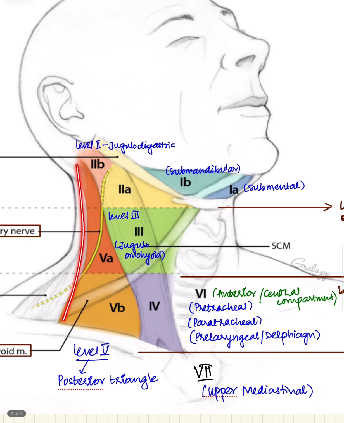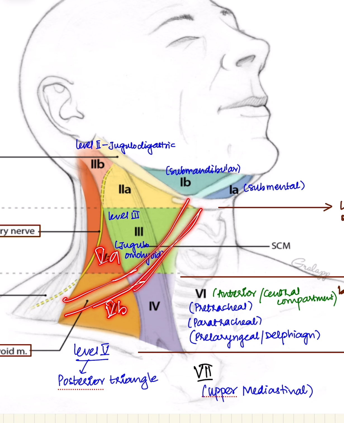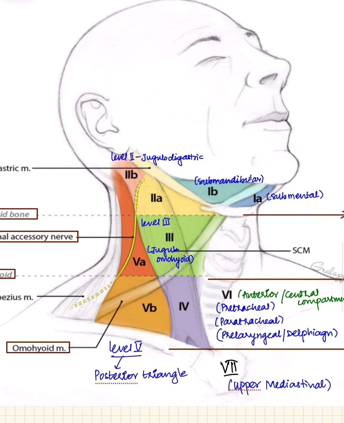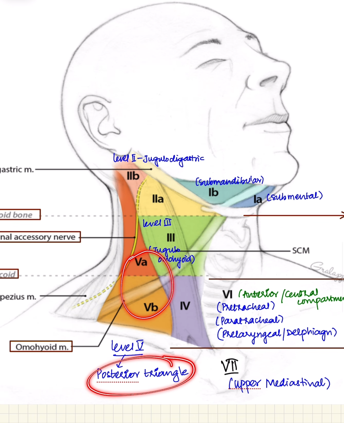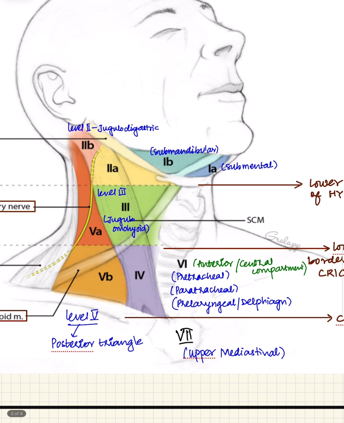Remember, group number 5 lies and is bounded anteriorly by sternocleidomastoid, posteriorly by trapezius, and inferiorly by clavicle. It is also divided into 5A and 5B by the omohyoid muscle. So this muscle is omohyoid, which divides it into 5A and 5B. Remember, 5A is the posterior triangle, so it drains the posterior triangle group of lymph node structures.